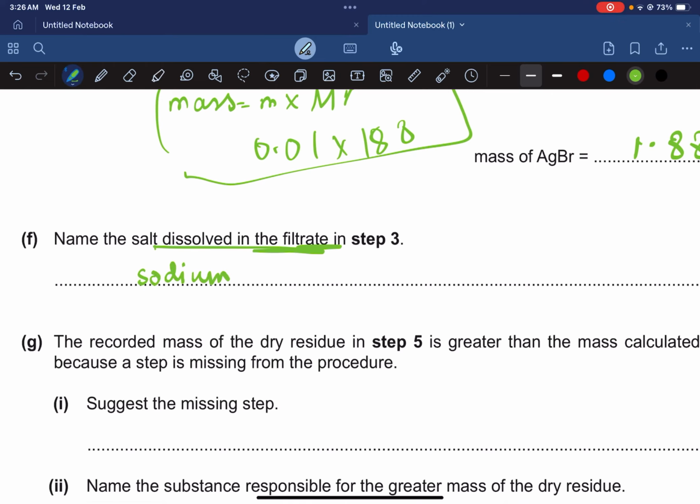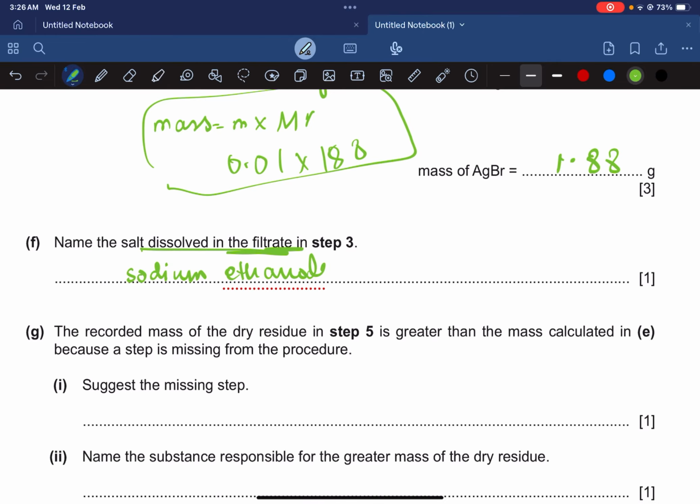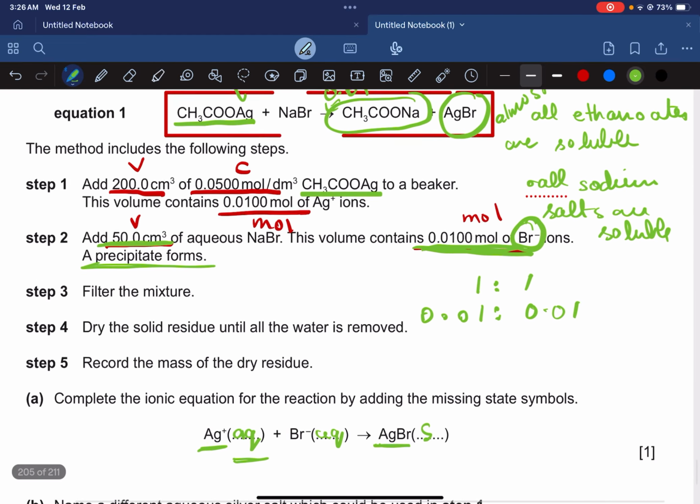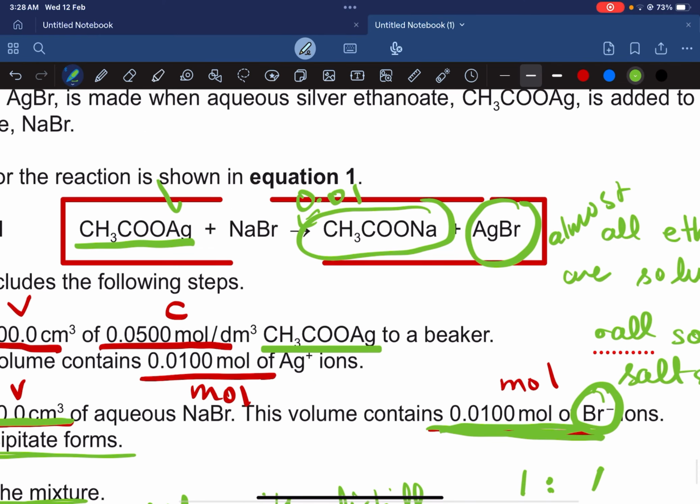Okay, the recorded mass of the residue in step 5 is greater than the mass calculated in E because a step is missing from the procedure. Missing step. Okay. So the missing step is gonna be that you didn't wash your precipitate. After filtering the mixture and getting the precipitate, you always wash your precipitate with distilled water. Why do you wash your precipitate? Because of all the soluble impurities.